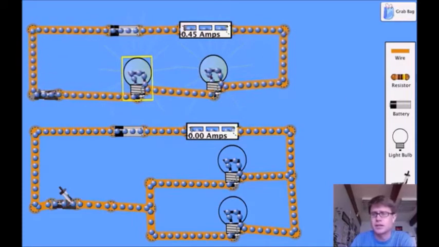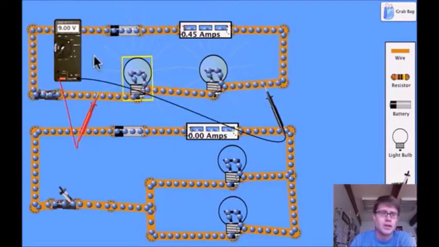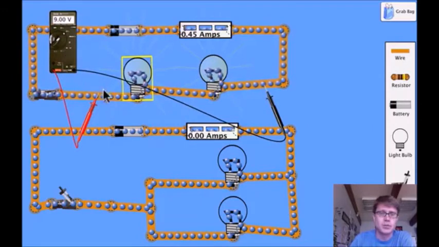Volts is another thing, and so let's add a voltmeter as well. So if we add a voltmeter, this is a 9-volt battery.